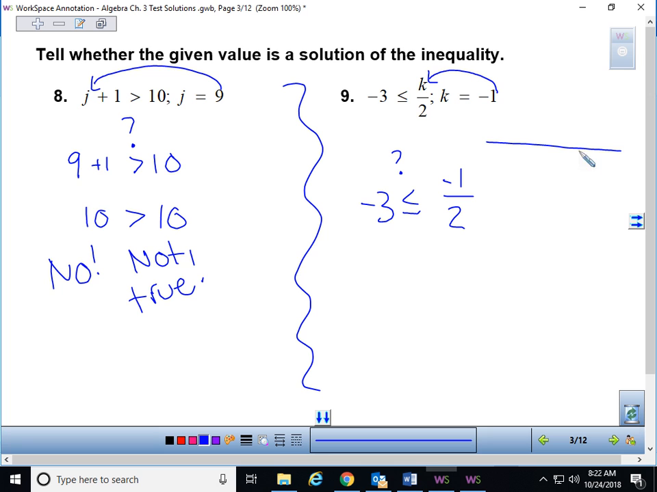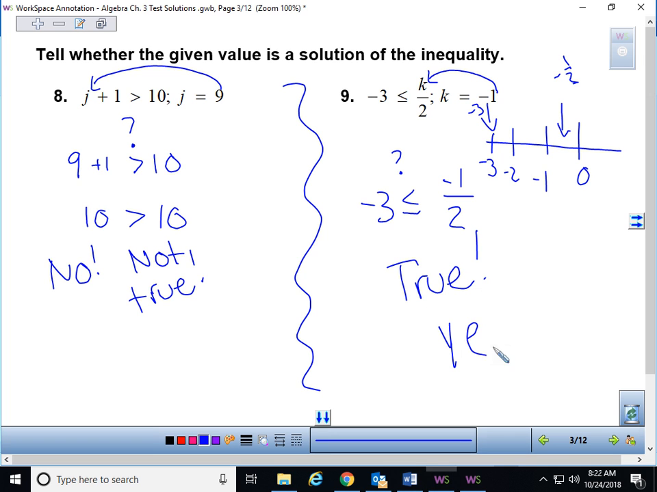If I think about my number line, here's 0, here's -1, -2, -3. Here's -3, and -1/2 is right here. -1/2 is definitely closer to 0, which means it is definitely greater than or equal to my -3, or vice versa. -3 is smaller than or equal to -1/2, which means it's farther away from 0 than -1/2. That is true. Or yes. However you wanted to say that would be fine.